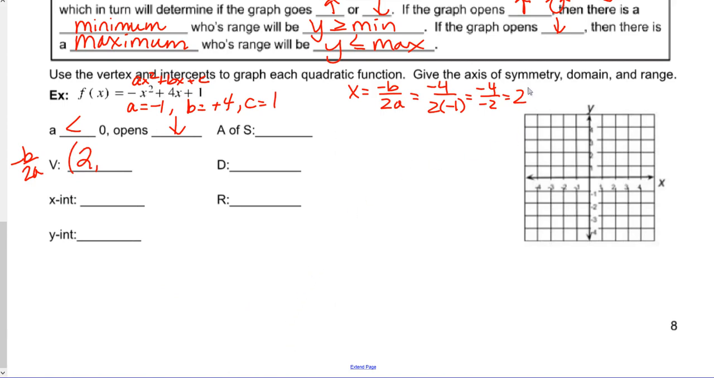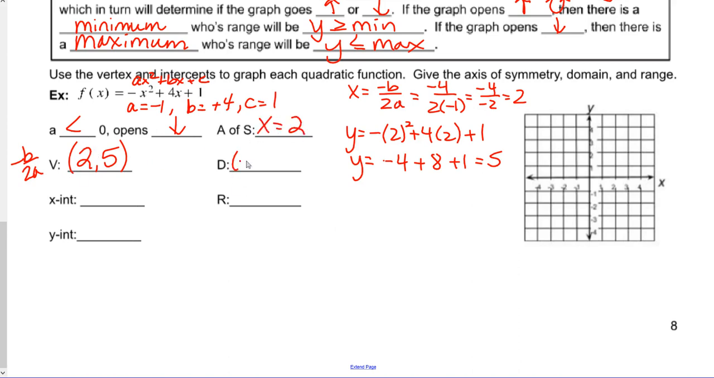Now, to find the matching y value, I need to plug that into the original function. So y is going to come from taking -2 squared plus 4 times 2 plus 1. Wherever I see an x in this function, I've got to plug 2 in. So I get y equals -4 plus 8 plus 1, which gives me a 5. Therefore, (2, 5) is the vertex of this function. Now, once I have the vertex, I can get my axis of symmetry because it's x equal to this number. x equals 2. The domain is always all real numbers.